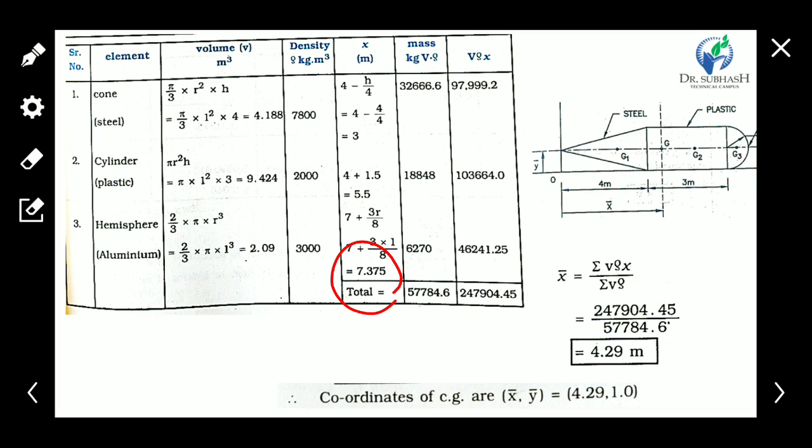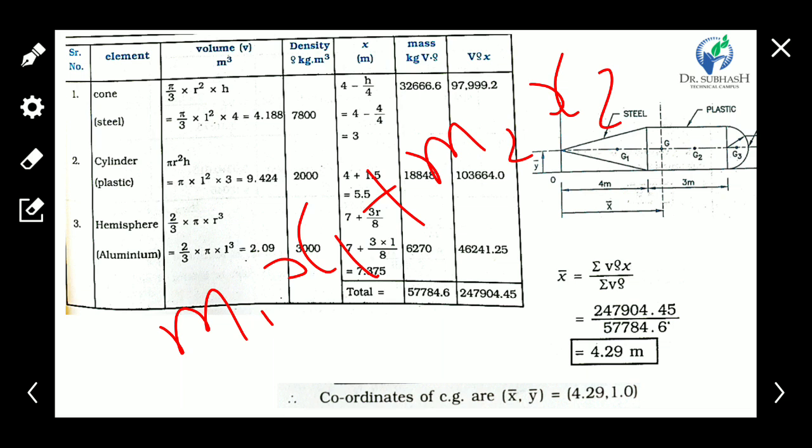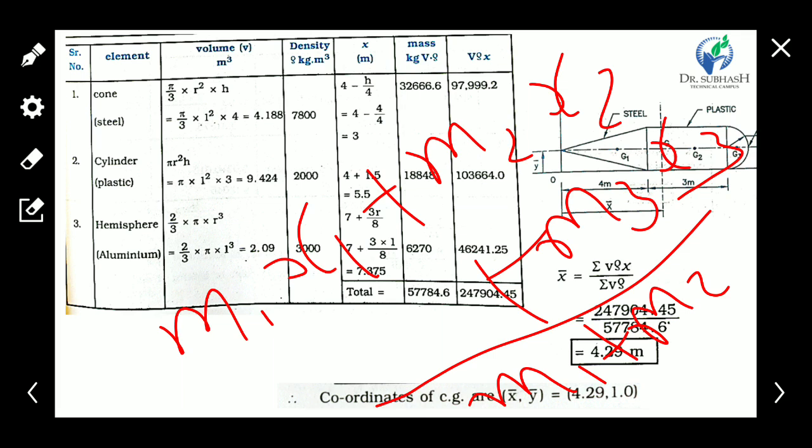Now we have all the values, so we can put them in the equation. Mass is the multiplication of density and volume, so this is the mass of these three elements. Now we have mass and x, so m1 x1 plus m2 x2 plus m3 x3 upon m1 plus m2 plus m3 is equal to x bar.